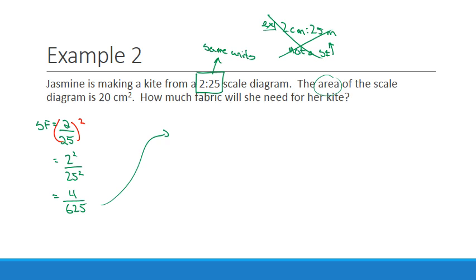So now I can use this in my proportion. 4 over 625. And we have to read here: the area of the scale diagram is 20 centimeters squared.